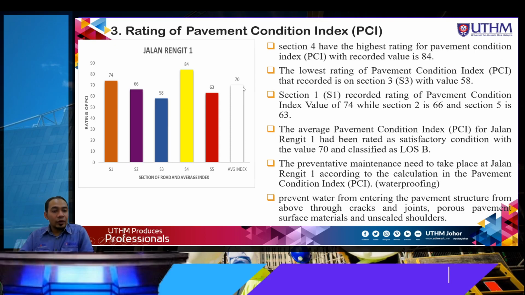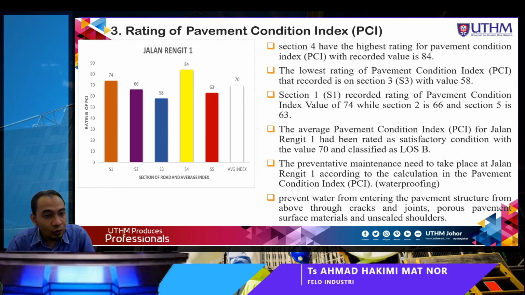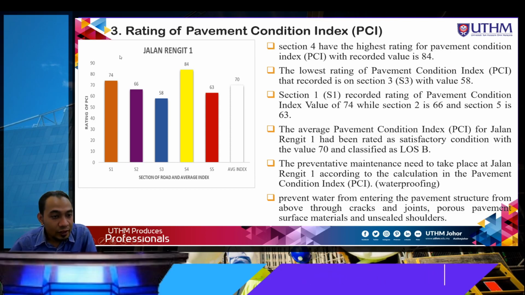Alright, so the rating of pavement condition index, or PCI. This is the PCI value for Jalan Ringit 1. We divided Jalan Ringit 1 into 5 sections. The highest PCI value is at section 4, about 84, and the lowest PCI value is at section 3, about 58. The average PCI value for Jalan Ringit 1 is 70. So we can classify Jalan Ringit 1 as level of service B.